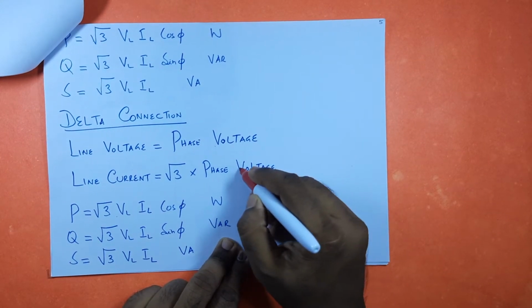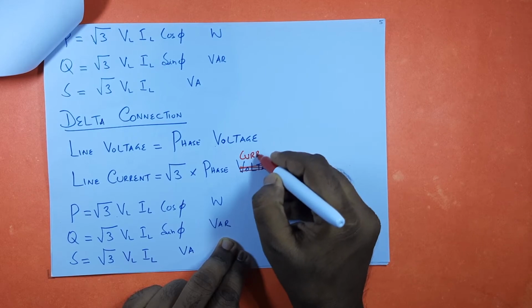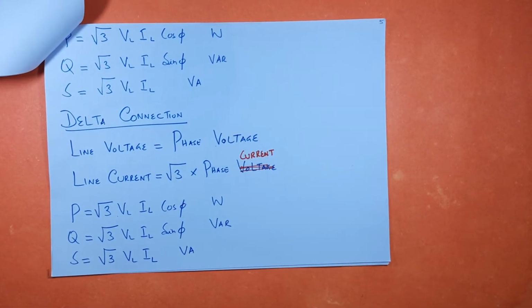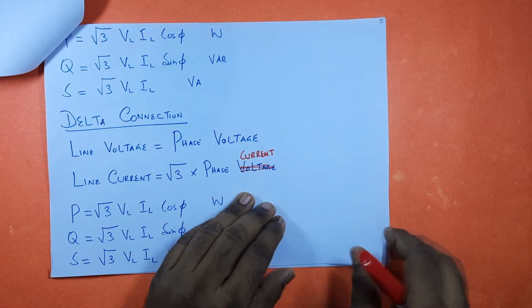Okay. So the power expressions are the same. P equals root 3 VL IL cos phi watt. Q equals root 3 VL IL sin phi volt ampere reactive. S equals root 3 VL IL volt ampere.